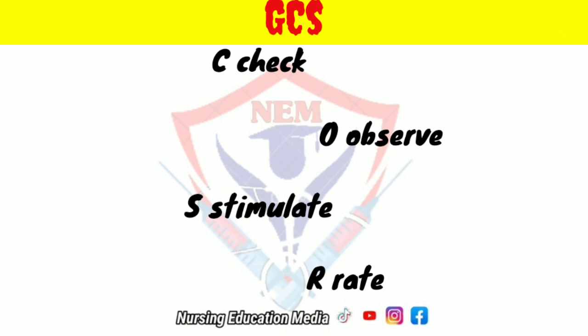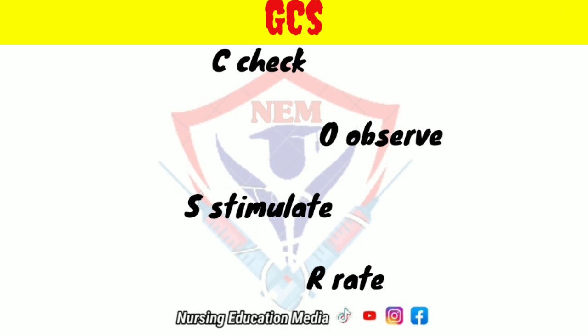Next is stimulate. Talking about stimulation, there are two types, central and peripheral stimulation. Central stimulation examples include periorbital pressure, trapezius squeeze, and jaw margin pressure. Examples of peripheral stimulation include nail bed or fingertip pressure. Next is rating. Here we assign scores according to the highest response observed.